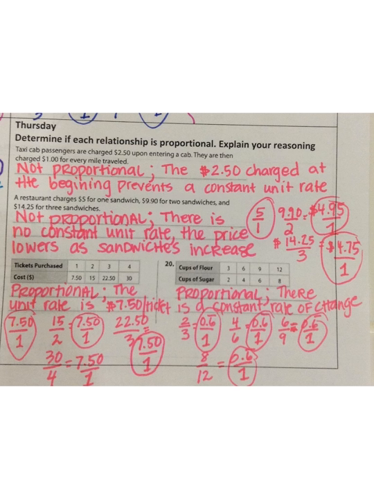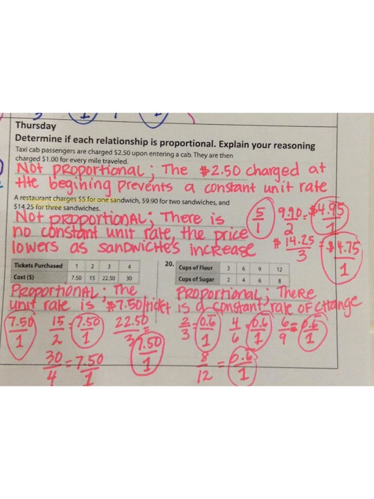All right, starting with the cab, this is not proportional. It's $2.50 upon entering, and then $1 for every mile. So the first $2.50 charged at the beginning will prevent a constant unit rate, because if we keep putting for 1 mile, for 2 miles, for 3 miles, it's not going to reduce to the same unit rate each time.